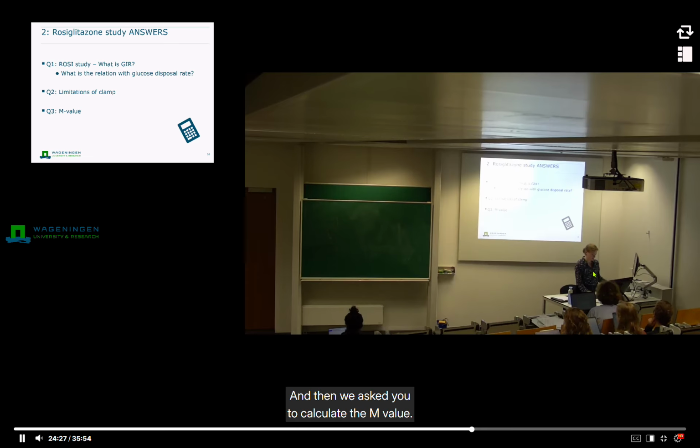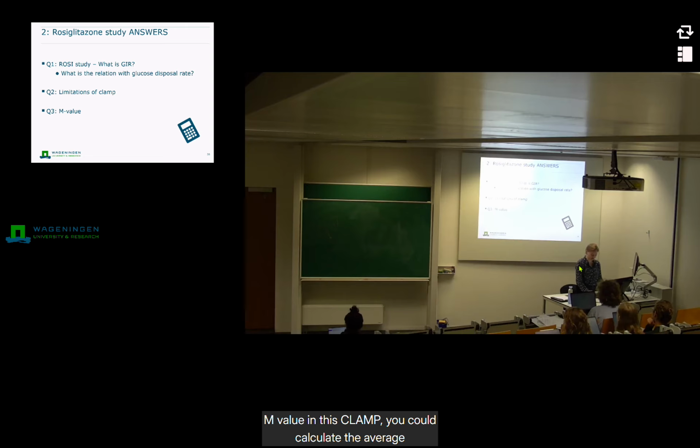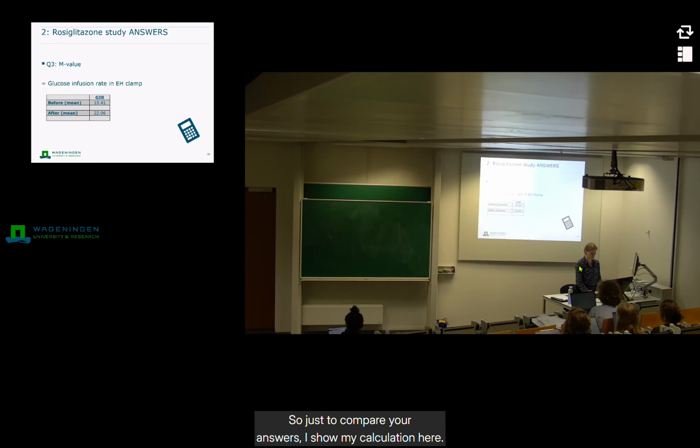And then we asked you to calculate the M value. Well, with the knowledge that the GIR is the same as the M value in this clamp, you could calculate the average before and after treatment. So just to compare your answers, I show my calculation here.